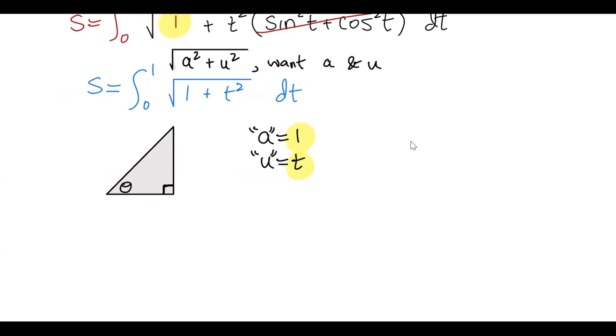So what I want to do is place the 1 and the t on the triangle in such a way that the third side would be equal to the square root of 1 plus t squared. You have 3 sides to choose from. You put them anywhere you want, as long as whatever the third side is computes out to be equal to the square root of 1 plus t squared. So I'm going to put the t here.